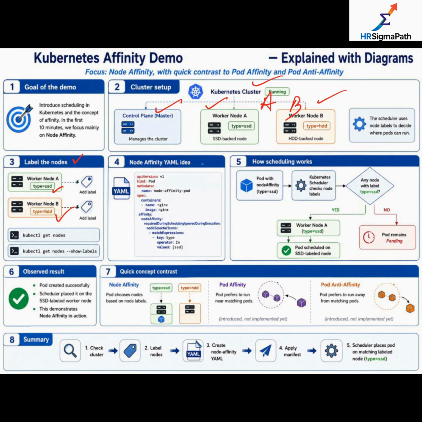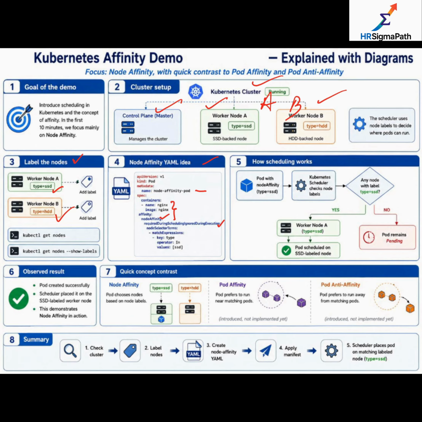Now let us move to the node affinity YAML demo. Here we are creating a pod named node affinity pod, and it is using the nginx image. The main section is affinity, and inside that we have used nodeAffinity. Now the important line here is requiredDuringSchedulingIgnoredDuringExecution. This means the rule is strict during the scheduling.